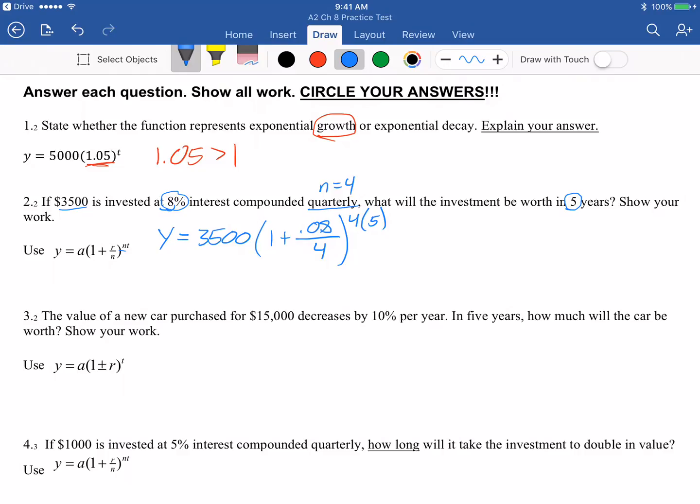Alright, so if you go through and put this all into your calculator correctly, you should get that after 5 years, you should have $5,200.82 in your account. Alright, so that is the answer to number 2.